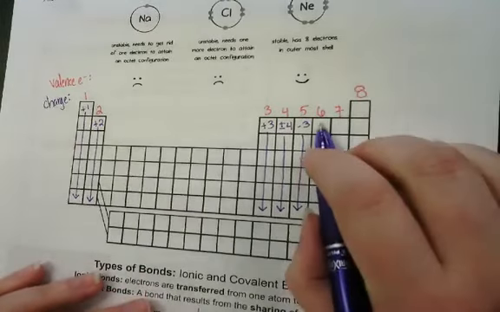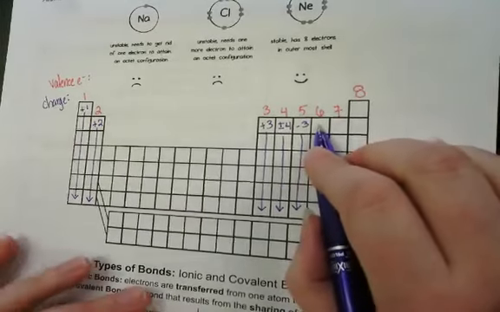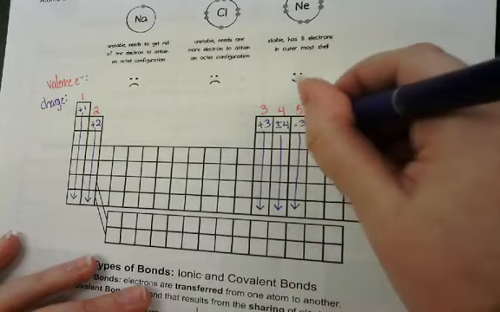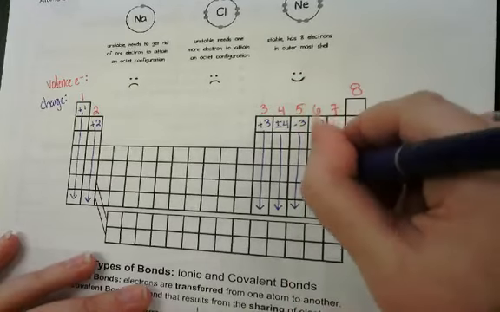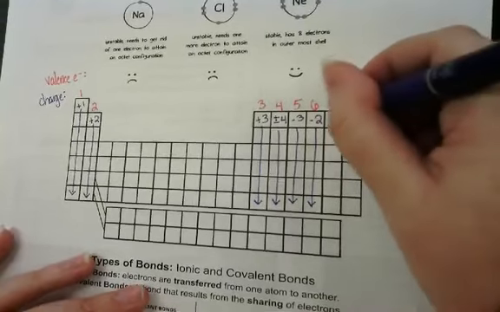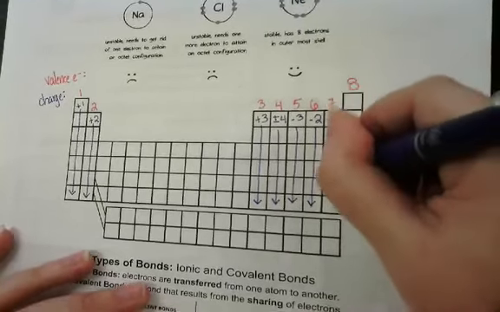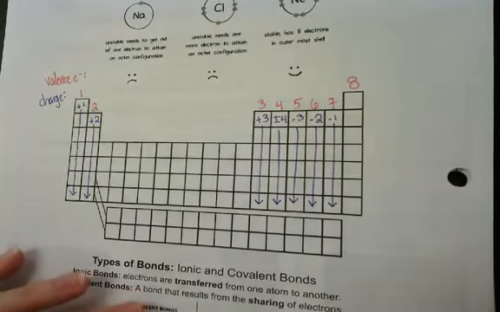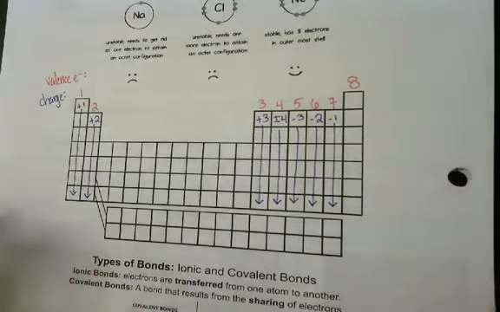Okay, group 16, what do you think that charge is going to be? -2. Group 17, -1. Then what about group 18? Yeah, it's just not going to have a charge, because they're already at 8, which is what they're all trying to get to. So group 18 will not have a charge.